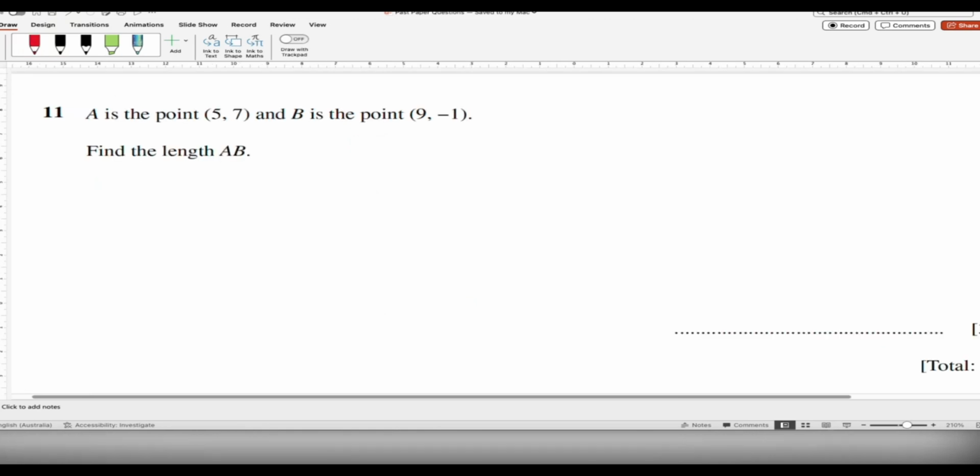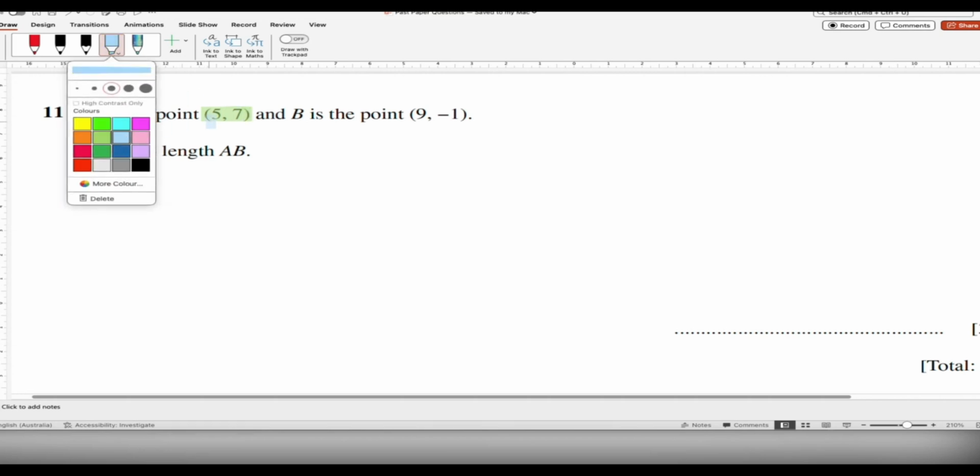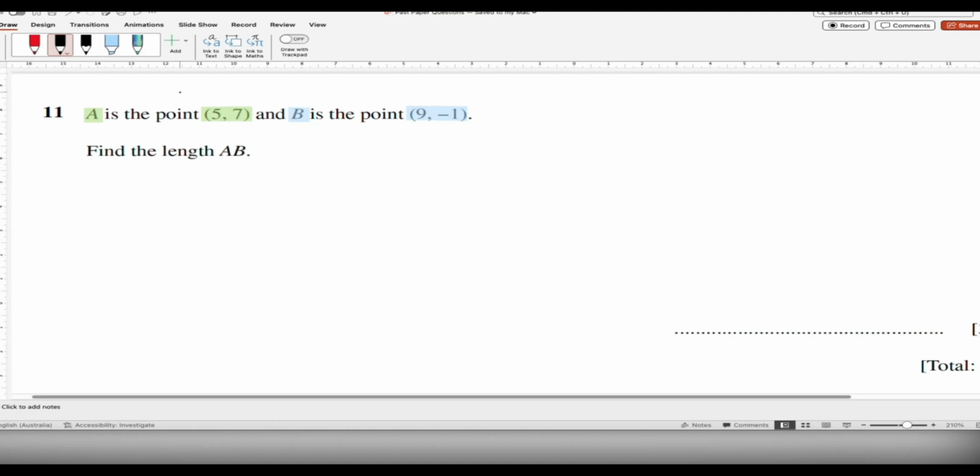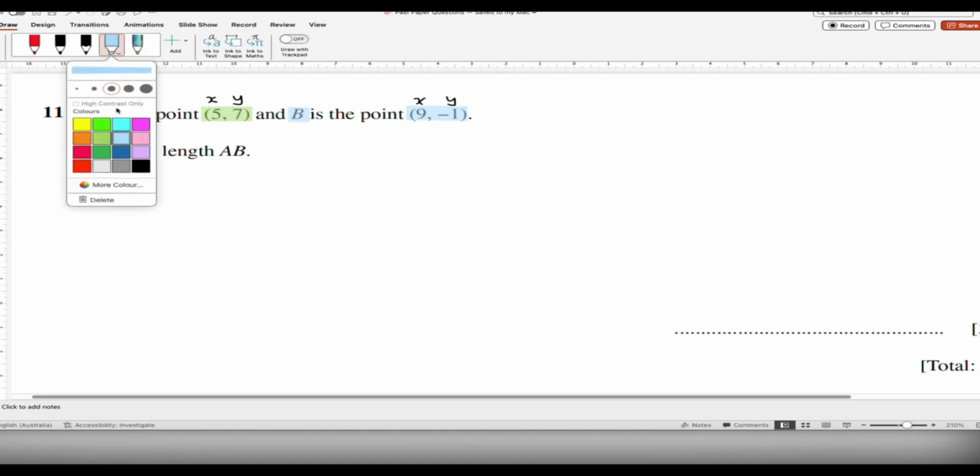Okay, let's have a look at question 11. A is the point 5, 7. So here they give us the coordinates for A. And then they tell us B is the point 9, negative 1. So this is the x coordinate and the y coordinate of A, and this is the x coordinate and the y coordinate of B. And then they tell us to find the length AB.